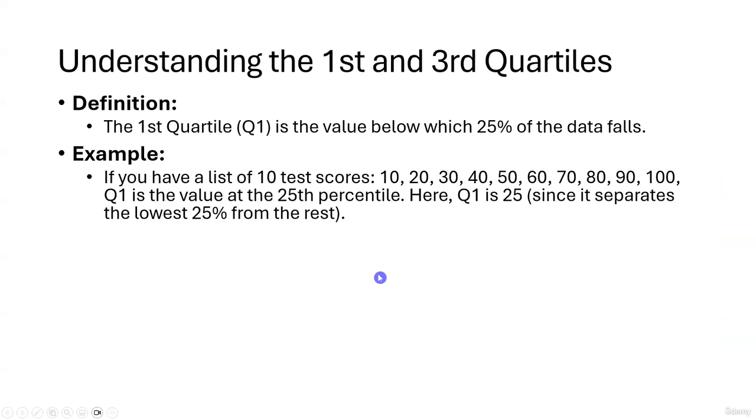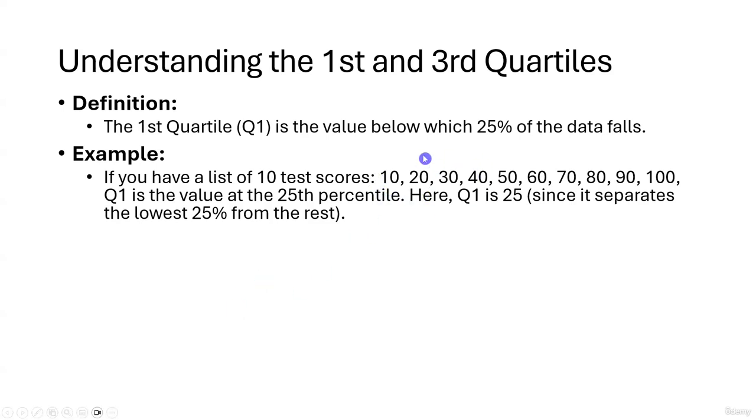So to calculate an outlier, we need to first calculate the first and third quartile. To understand what a quartile is, let's see the definition. The first quartile is the value below which 25% of the data falls. For example, if you have a list of 10 test scores, 10 to 100, Q1 is the value at the 25th percentile. Here Q1 is 25, since it separates the lowest 25% from the rest, which is between 20 and 30. So here is the value 25, and Q1 is the value below which 25% of the data falls.